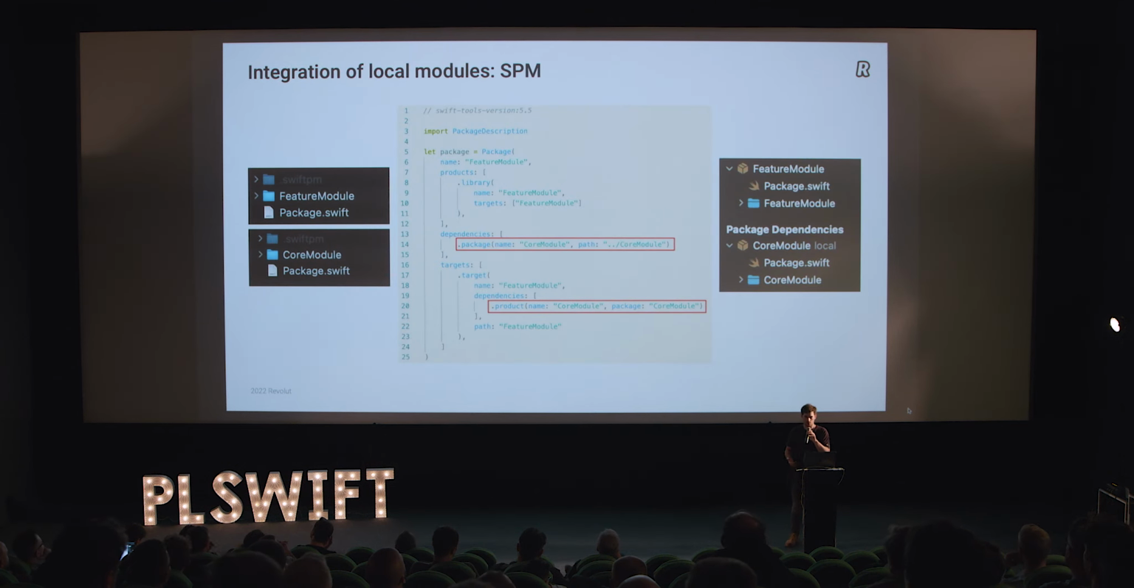And now, how do you integrate all these modules? Because I told you that you have multiple Xcode projects, but how is everything coming together, right? How do you put these modules together into the app? I'm going to show you 3 ways of doing it. First way, Swift Package Manager.